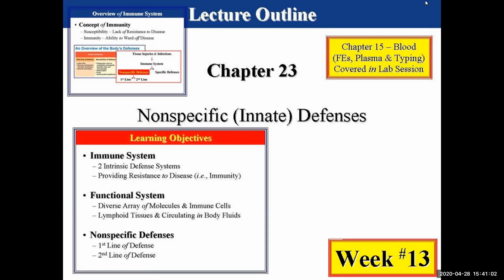So before we start the actual immune system, let me try to, where do I annotate? Okay.